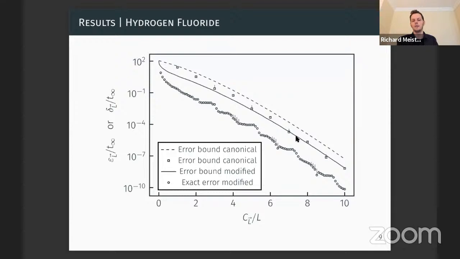And so we gain an advantage over the canonical method here in the first order. So this is in multiples of orders. And then we just kind of keep that advantage all the way down. And what is interesting is, so these squares are the exact errors of the canonical method, and these circles are the exact errors of our method. And you can see that the exact error outperforms the bound by quite a lot more for our method than for the canonical method, which is an interesting observation. And we consistently saw that over all the molecules we investigated.